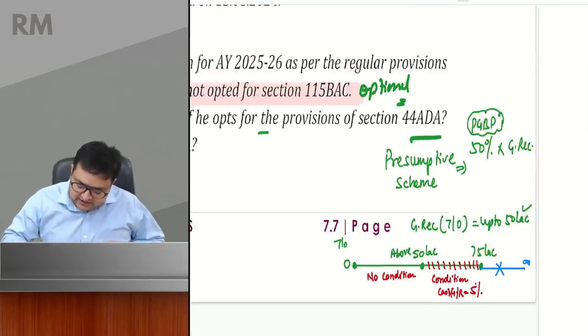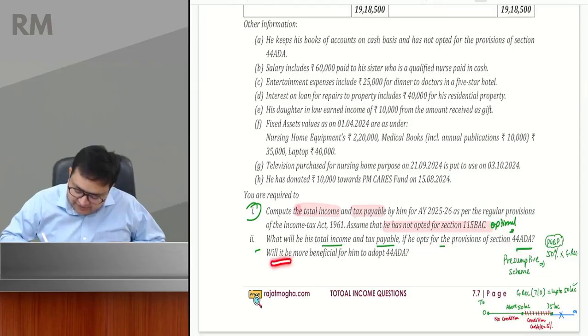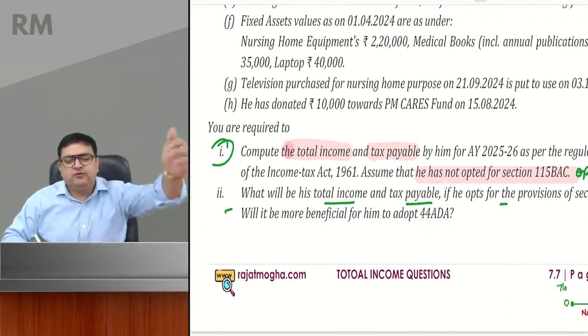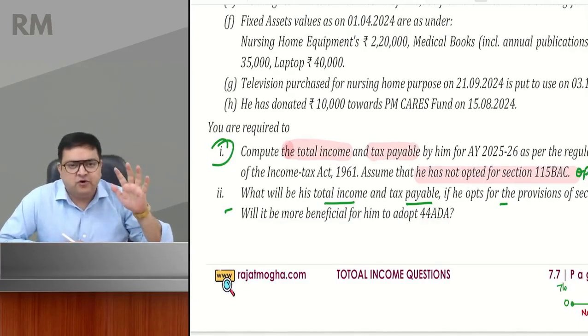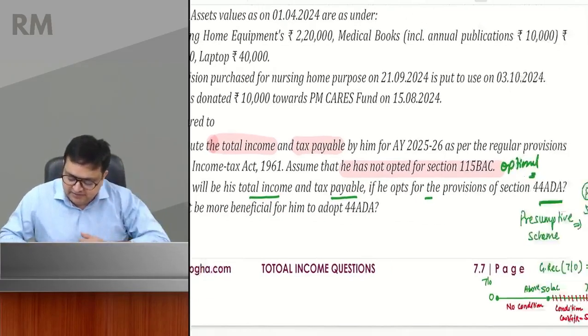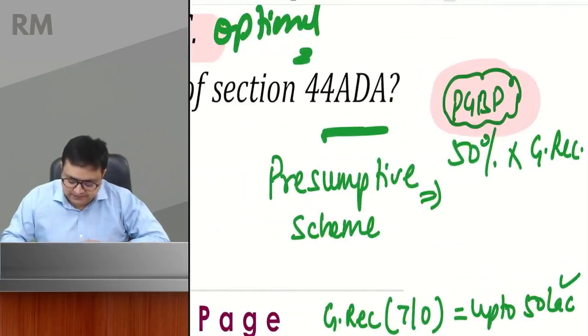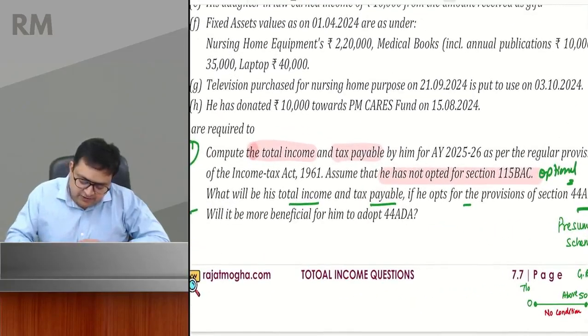So they are asking us what will be his total income and tax payable if he opts for the provision of section 44ADA. Will it be more beneficial for him to opt for 44ADA? So now we have to compute only the presumptive PGBP. Other income would be as normal. Only the presumptive PGBP. If you have given it a thought, it is only PGBP that is a presumptive income, right? So will it be more beneficial for him to adopt 44ADA?